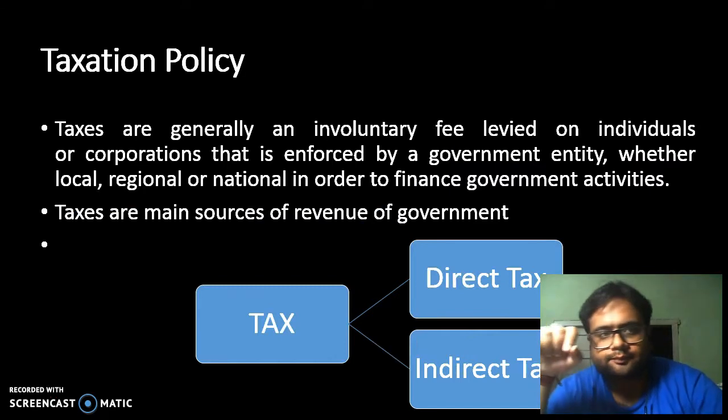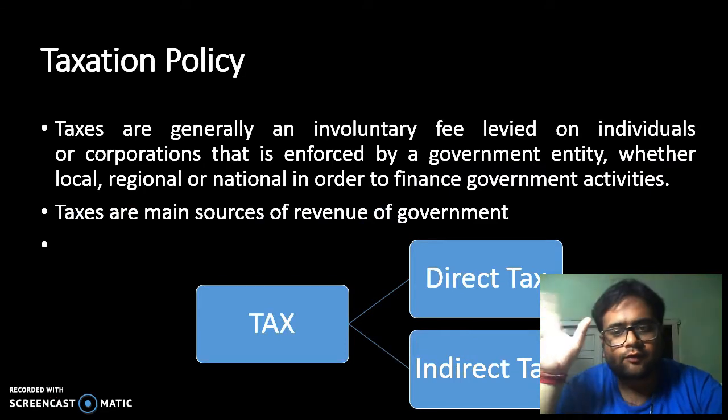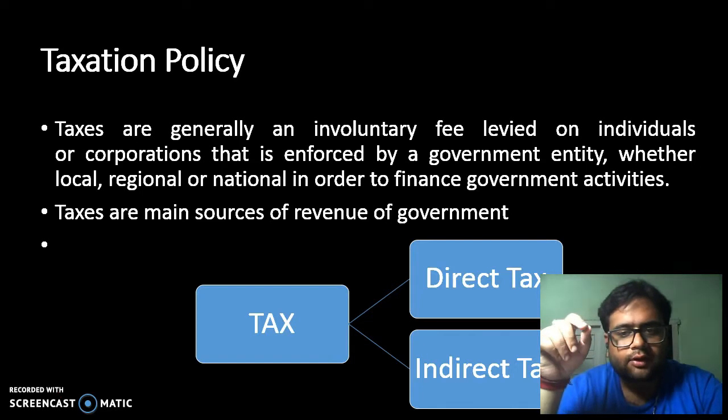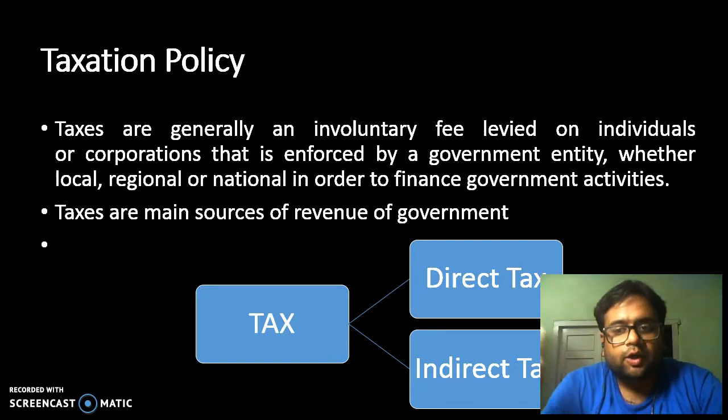Then comes taxes. What is taxation policy? Tax is a very scary word. It's not that scary. Basically, we have to explain what taxes are. So taxes, first of all, we need to understand that tax is the right of government.